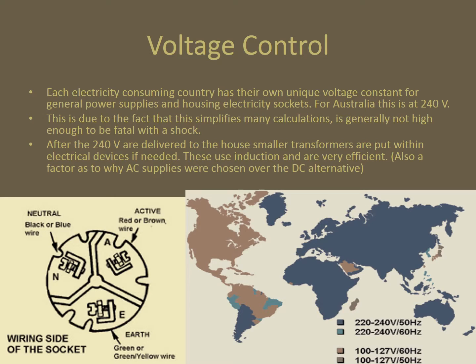To allow for domestic use, each electricity-consuming country has their own unique voltage constant. For Australia, this is 240 volts, chosen because it simplifies calculations relevant to it. We can control these constants with transformers.